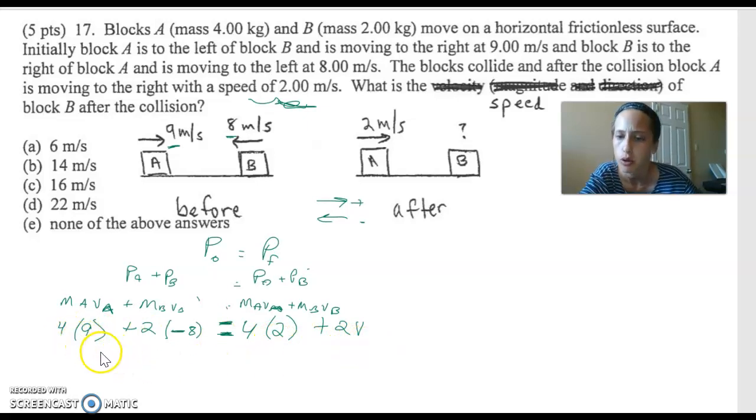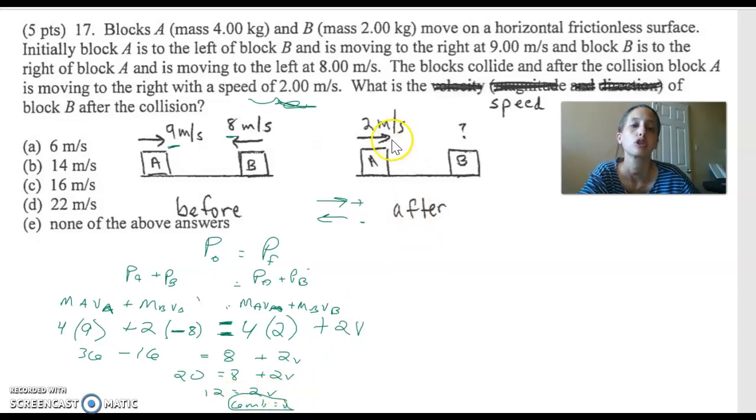9 times 4 is 36. -8 times 2 is -16. 4 times 2 is 8, plus 2v. 36 minus 16 is 20, equals 8 plus 2v. This is cute little algebra. I like this. 12 equals 2v. Divide both sides by 2, so 6 meters per second. That's our velocity. That's a positive number, which means it's going to the right, the same direction as all the other positive numbers.